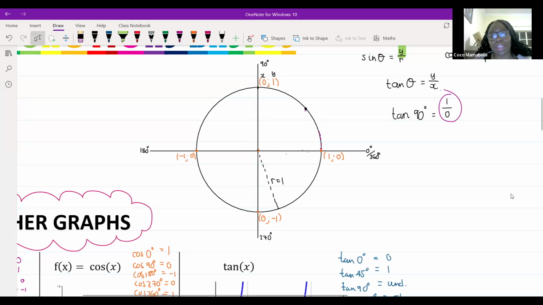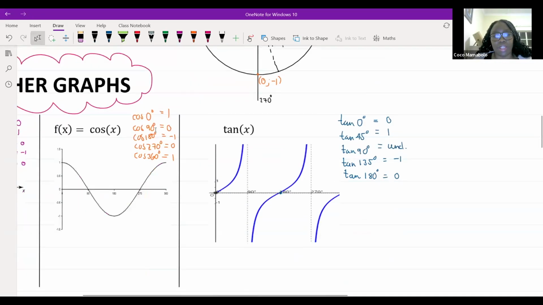And that's why when we look at our tan graph, there's a dotted line at 90 degrees, going down in this direction. Right, what do we call that? Do we remember what it's called from hyperbola and from the exponential graph? What do we call that dotted line that our graph can't cross? That's it. It's called an asymptote, right?